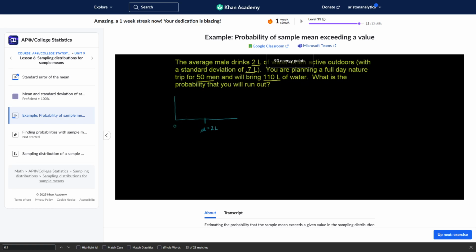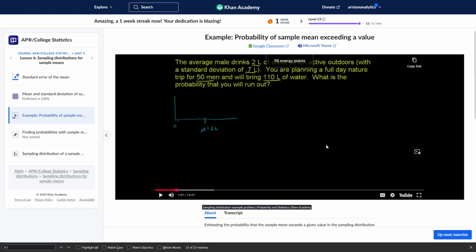So this distribution, once again, we don't know whether it's a normal distribution or not. It could just be some type of crazy distribution. Average male, 2 liters of water when active outdoors. Standard deviation. Okay, so we got the mean. We got the standard deviation. Planning a full day nature trip. Okay, and so our population is the whole male population. 50 men is our sample size. And we're bringing 110 liters of water. What is the probability that you will run out?